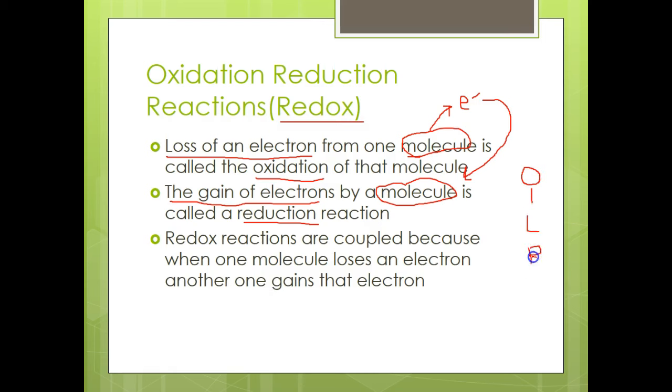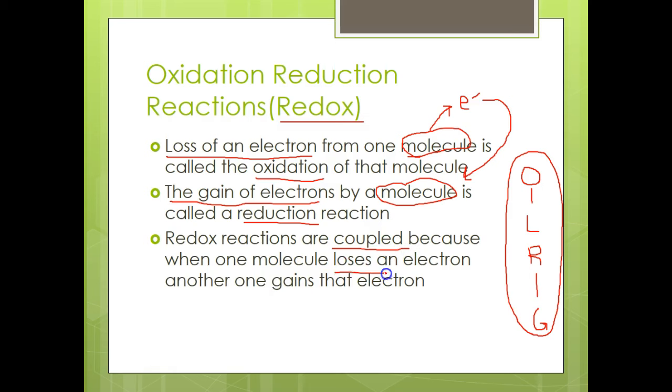One thing I want you to remember is this little acronym, OIL RIG. Oxidation Is Losing electrons. Reduction Is Gaining electrons. If you remember OIL RIG, anytime you're asked about a specific molecule that is gaining or losing electrons, you will always get them right, because oxidation is losing electrons, reduction is gaining electrons. They're said to be coupled reactions because I just said that.